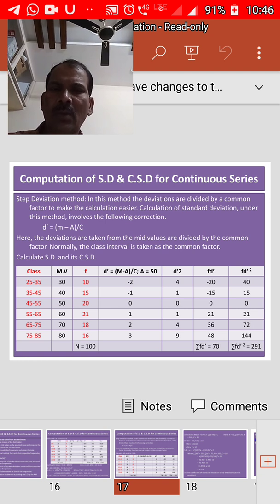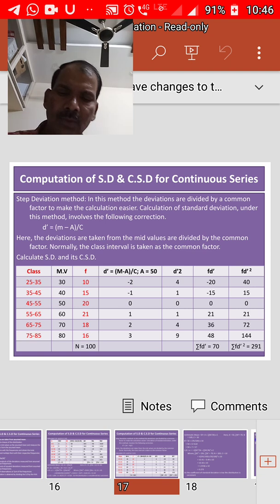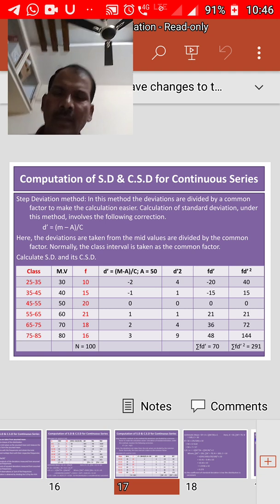If you see the ppt you will come to know. Then 40 minus 50 is equal to minus 10 by 10 is equal to minus 1. 50 minus 50, 0 by 10, 0 by anything is 0. Then 60 minus 50 by 10 is equal to 1. 70 minus 50 is equal to 20 by 10 is equal to 2. 80 minus 50 is equal to 30 by 10 is equal to 3.